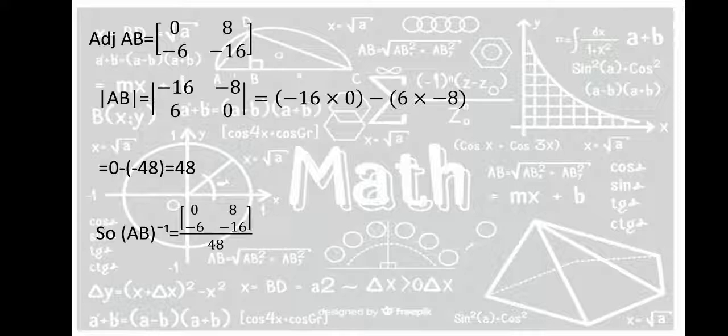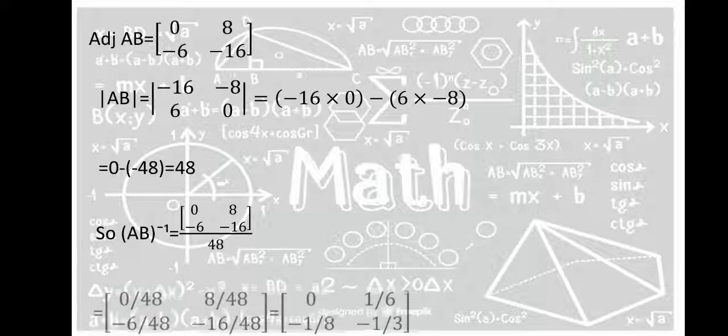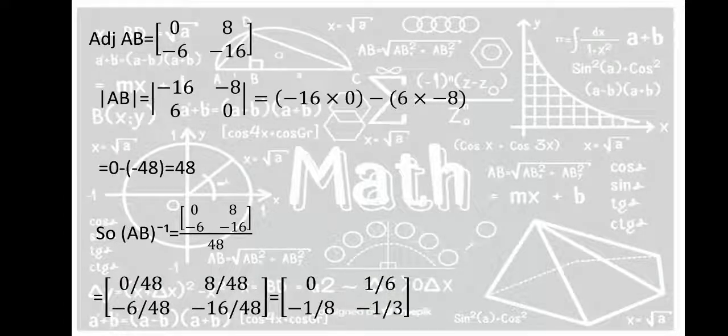0 8 in the first row, -6 -16 in the second row, over 48. So we can write it like 0 divided by 48, 8 divided by 48, -6 divided by 48, -16 divided by 48. 0 will remain the same because 0 divided by something is equal to 0. 8 divided by 48 is 1 by 6, -6 divided by 48 is -1 by 8, -16 divided by 48 is -1 by 3. So 0, 1 by 6, -1 by 8, -1 by 3 is the answer of the left hand side.